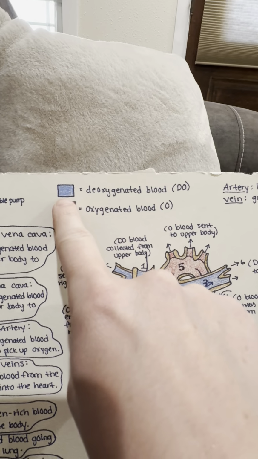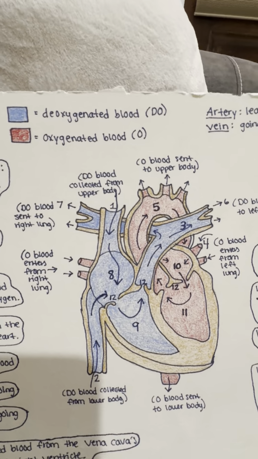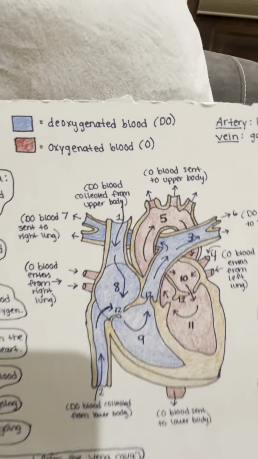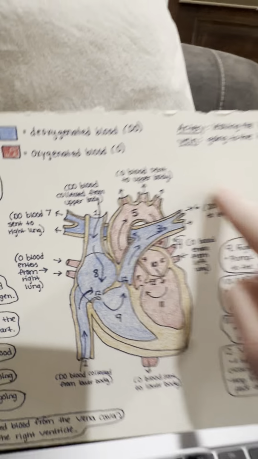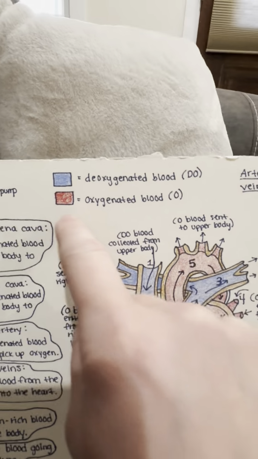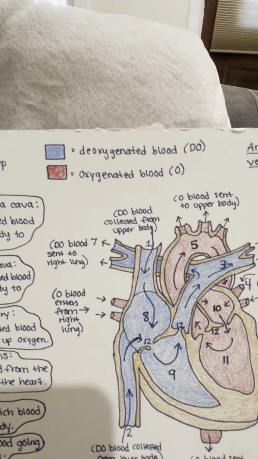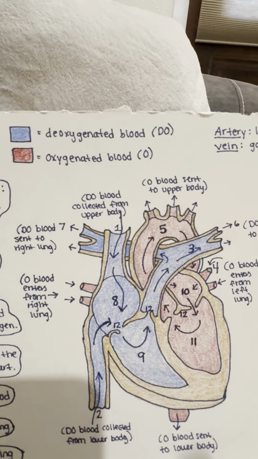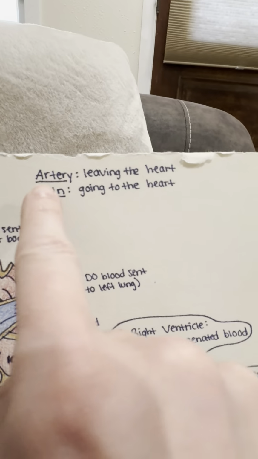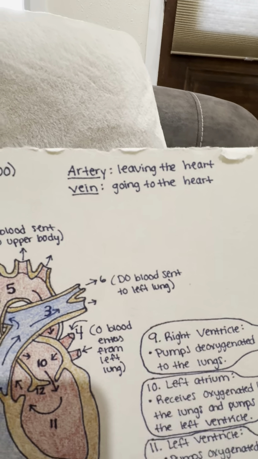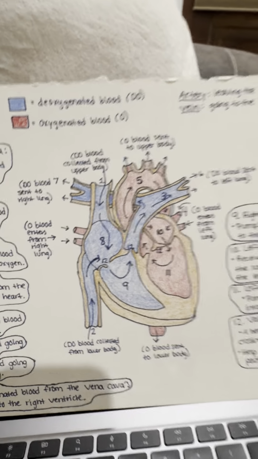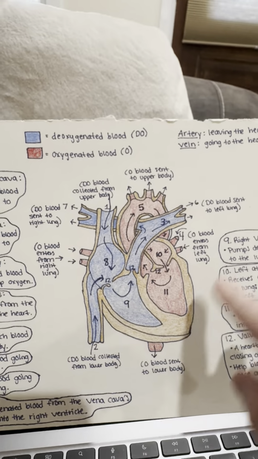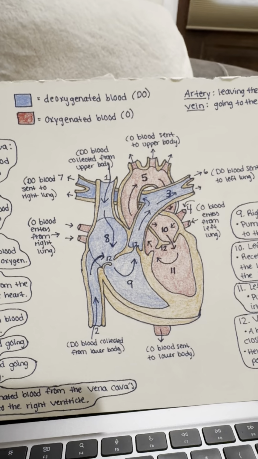So obviously blue is the deoxygenated blood, and they shortened it for DO when we look at the flow of the blood. And then red is oxygenated blood, just shortened it with O. And then I just reminded myself that artery is leaving the heart and vein is going to the heart. So I'll start with the flow of the movement and direction of the blood.